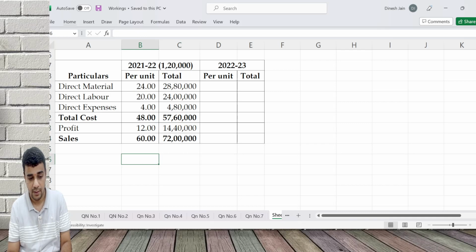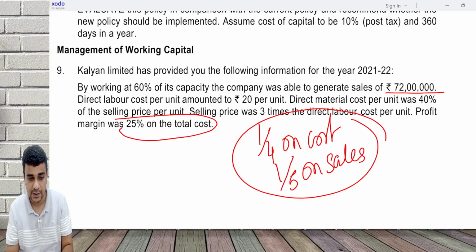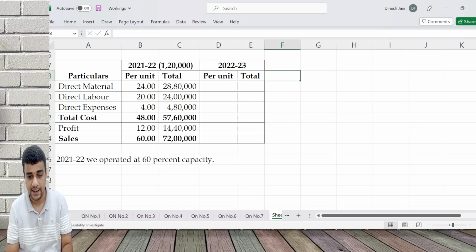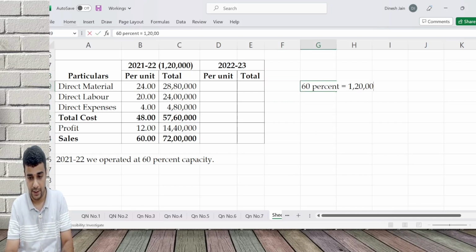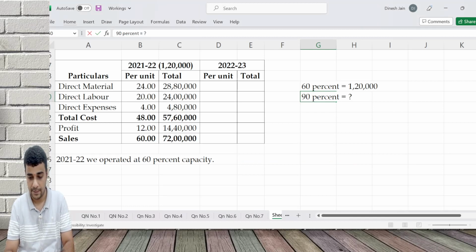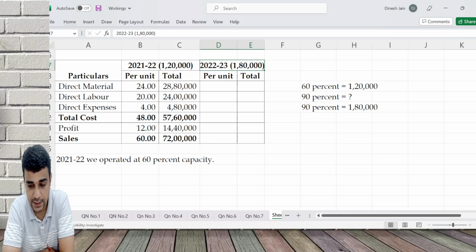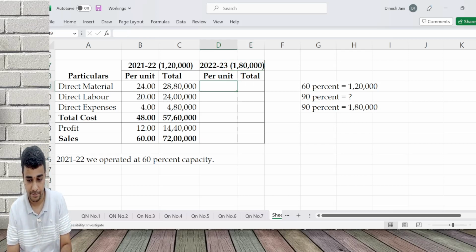Next year. In 2021-22, we operated at 60% capacity. So 60% equals 120,000. We are now going to move to 90% capacity. So 90% is equal to question mark. 60% equals 120,000, 90% equals 180,000. Units will increase from 120,000 to 180,000, as we move from 60% capacity to 90% capacity.